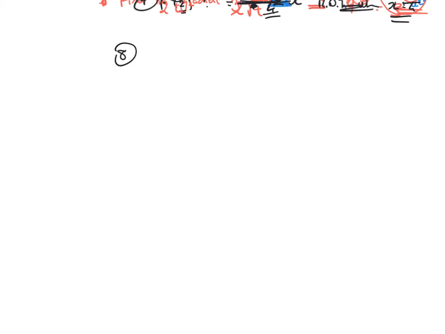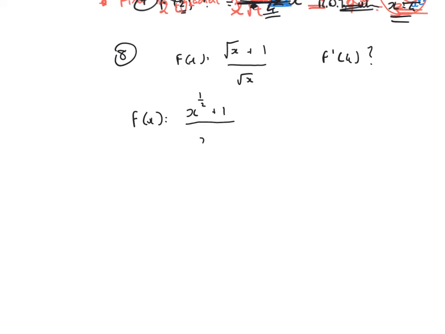Okay, let's try an 8th one. Right, we've got f of x equals the square root of x plus 1 over the square root of x. And we want to find f dashed 4. Okay, so the first thing that I need to do is prepare to differentiate. Let's get rid of those root signs. X to the half plus 1 over x to the half.